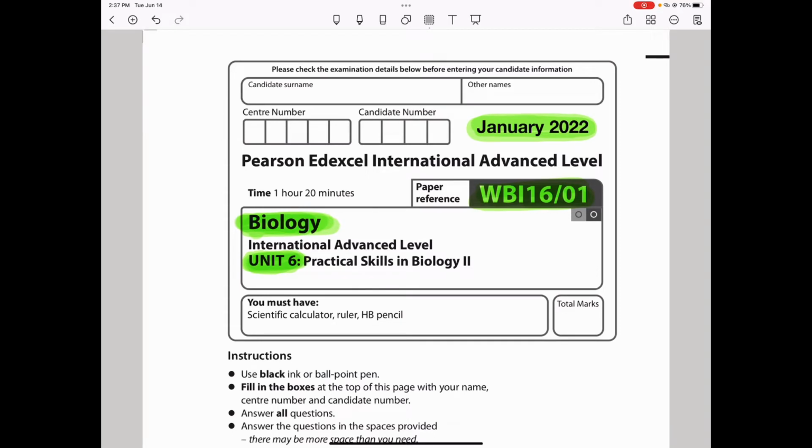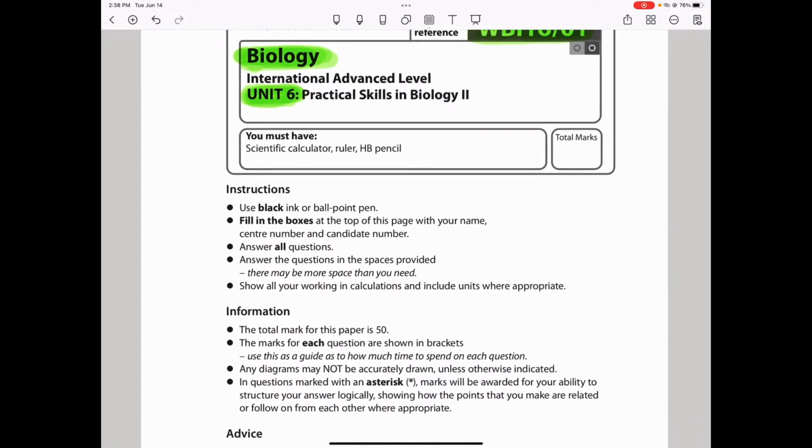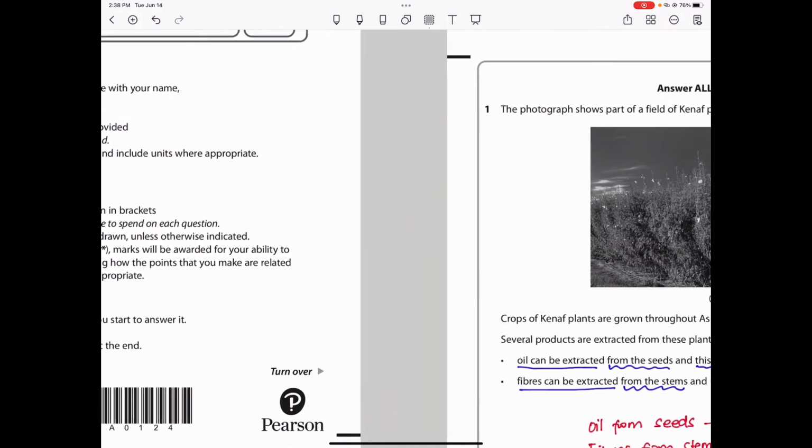In this video, I will be discussing the January 2022 Biology Unit 6 paper. This paper has a total of 50 marks as well, so I will begin with question 1.